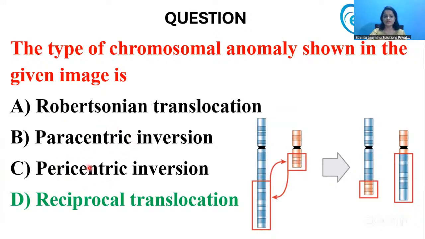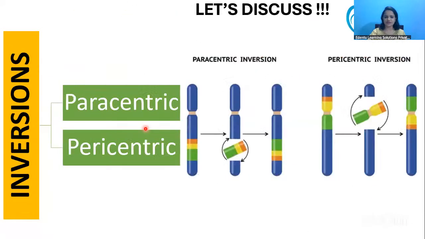Now, options B and C are also mentioned, the paracentric inversion and pericentric inversion. So let's see what these paracentric and pericentric inversions are. In an inversion, a portion or a fragment of the chromosome is getting inverted, and it is creating some kind of abnormality.